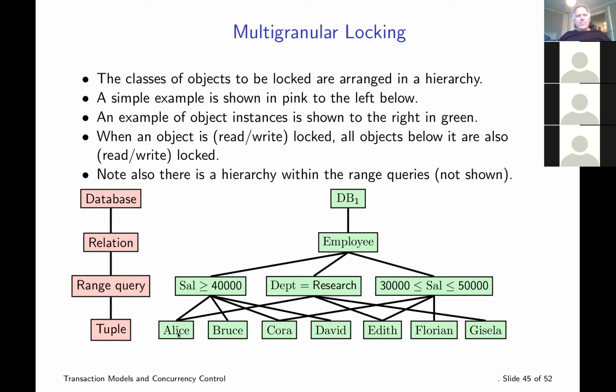When you grab locks for a tuple, you also have to grab locks for everything above it. You have to grab a lock because you're actually going to be affecting... If you're going to be writing to Alice's tuple, then you're also going to be writing to the employee table. So you need to have some kind of lock on that, or at least some read. Well, there's going to be some type of lock.